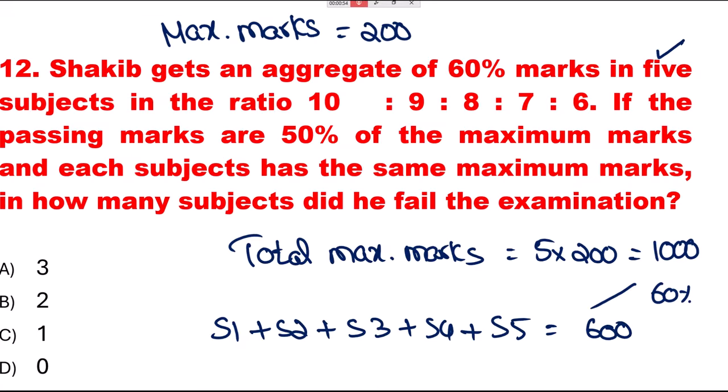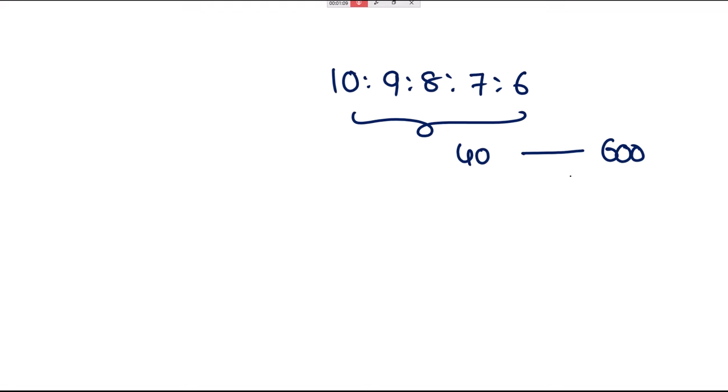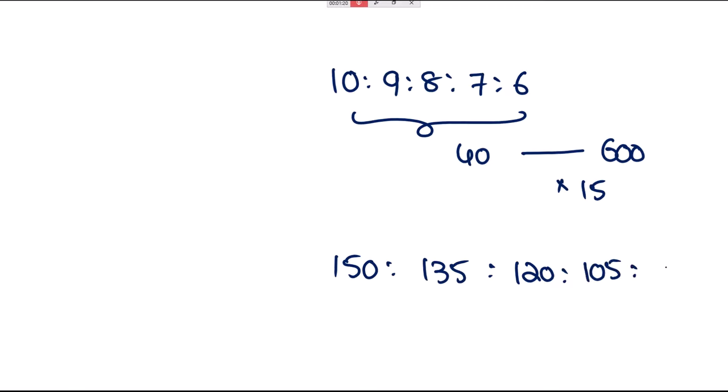Right. Now that is distributed in the ratio 10, 9, 8, 7, 6. 600 is distributed among these 5 subjects in 10, 9, 8. Adding all this, we got 40. But you want 600, so you should multiply with 50. Means this is 150 marks, 135, 120, 105, 90.